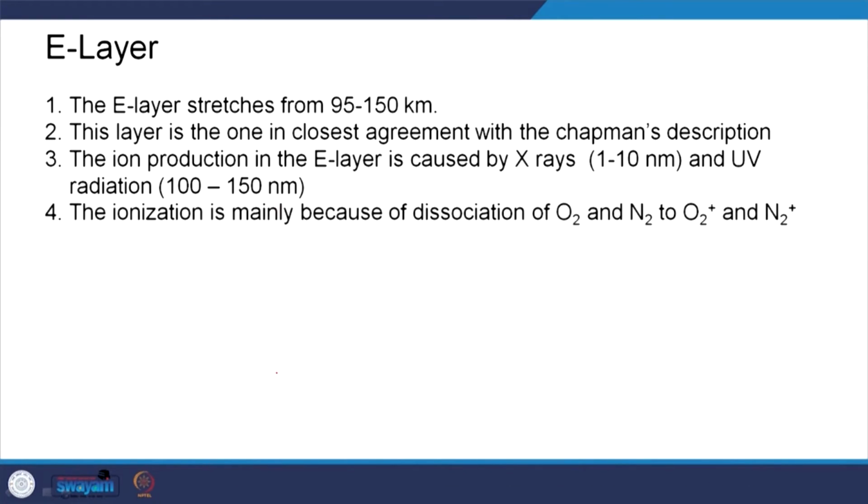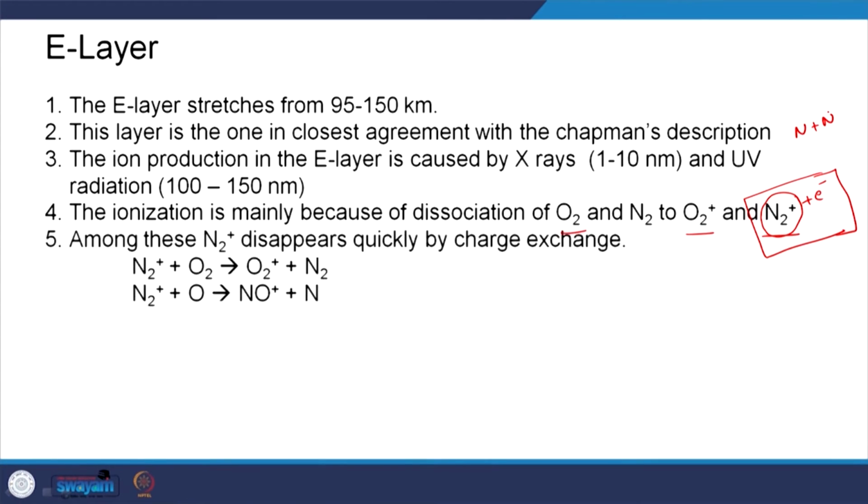The ionization is mainly because of the ionization of molecular species such as O2 and N2, leading to the formation of O2 plus and N2 plus. Now, if these molecular ions are available for the electron to recombine, this reaction will be very fast. That means this will immediately give you N plus N, and the electron will be lost as a result, and this process will be fast.